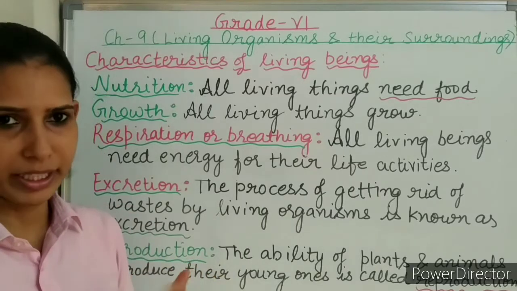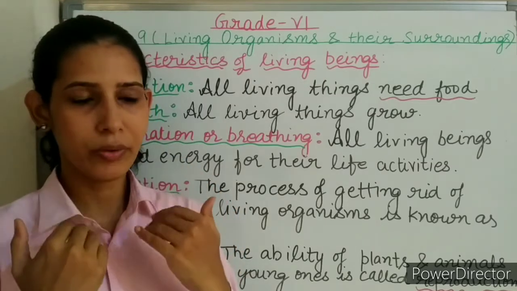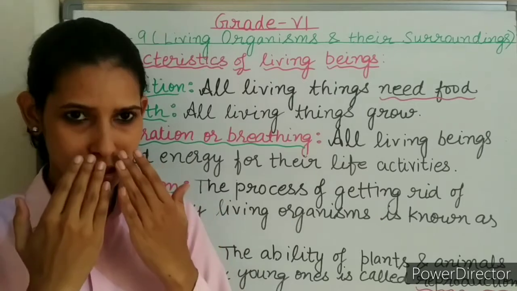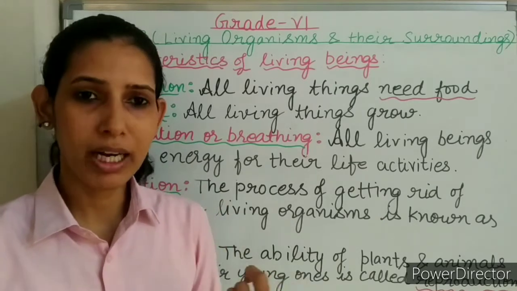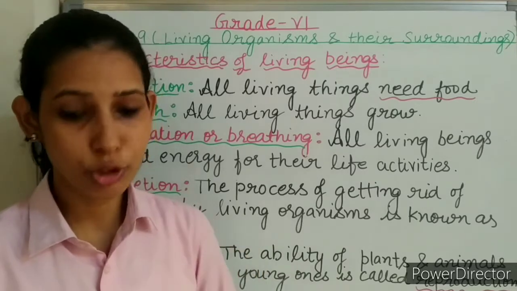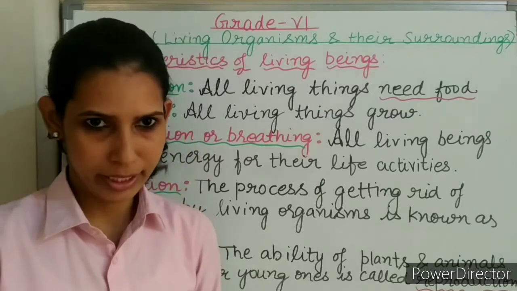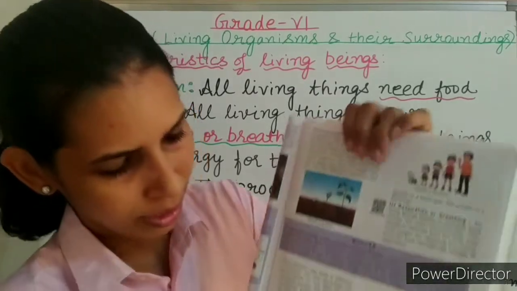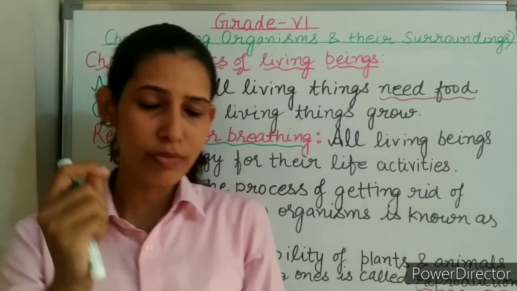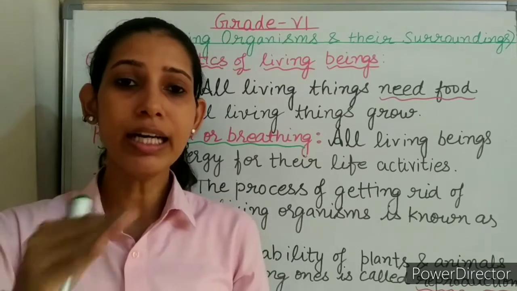All living things respire. Like we human beings, we are breathing air, inhaling and exhaling through the nostrils. But in the case of plants, how do they breathe? They breathe with the help of pores called stomata. Here in your book, on page number B9, you can see these are the stomata. Stomata are very minute holes, very small pores on the underside of the leaf.